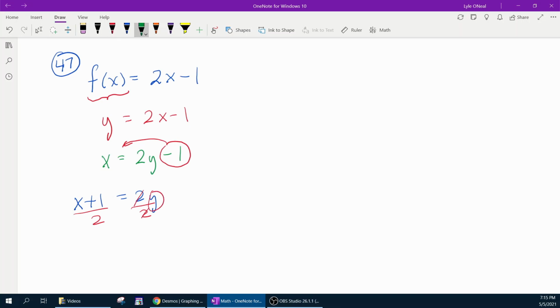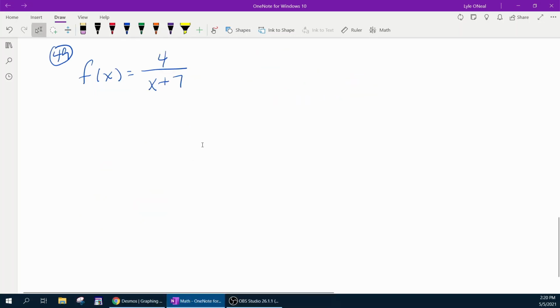So using the inverse notation, we're going to say f inverse of x. Remember, f of x means y. And now this y that we've isolated is the inverse function. The inverse function is x plus 1 over 2. And that is our final answer.